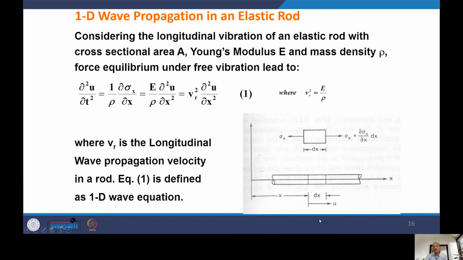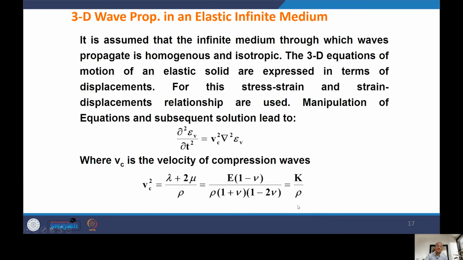Now when we talk about the real scenario, three-dimensional wave propagation in an elastic medium, it is not as simple as the one-dimensional case. But at the same time, what is done in this case? First of all, it is assumed that the infinite medium through which waves propagate is homogeneous and isotropic. Then the 3D equations of motion of an elastic solid are expressed in terms of displacement.